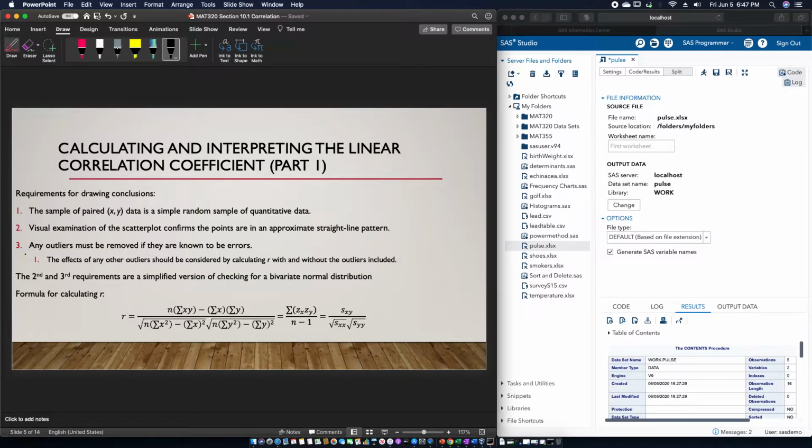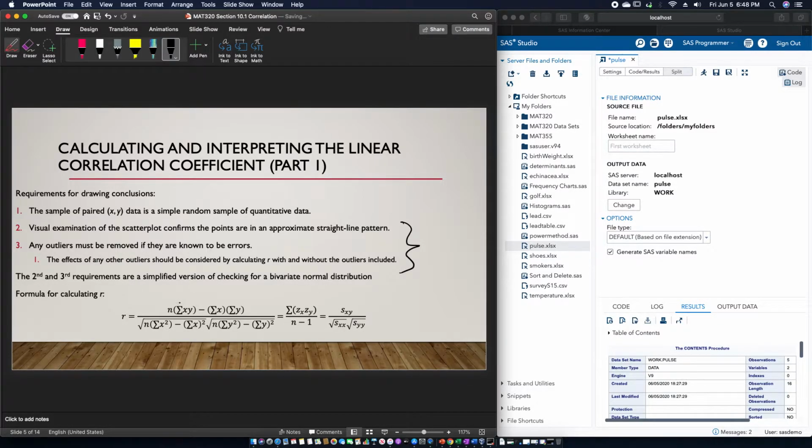The second and third requirements down here are a simplified version of checking for a bivariate normal distribution, just without that fancy schmancy terminology.